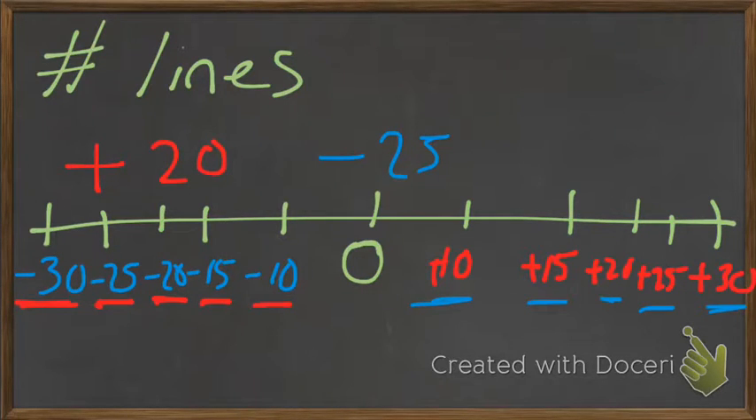So I'm going to start off at positive 20. Positive 20 is right here, right? That's positive 20. Now what I'm going to do is I'm going to find negative 25. And I'm going to go all the way down.